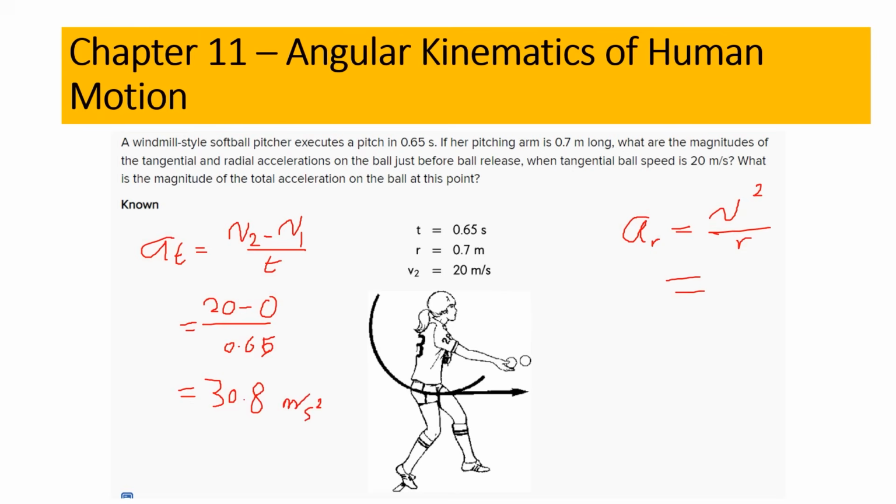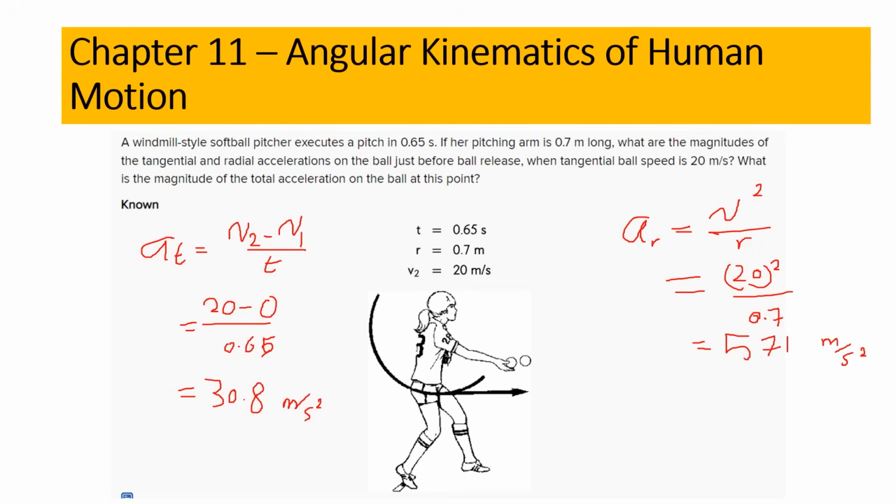For the radial, it's the same thing. We are leaving at this point with the same speed. So that's going to be 20 squared. And how much is the pitch arm? That is 0.7. You do the calculations, that's 571 meters per second squared.